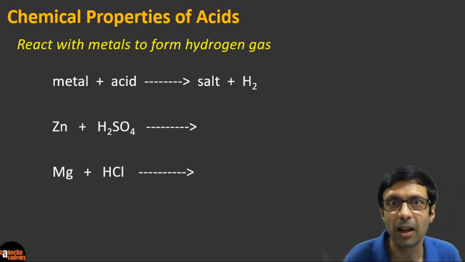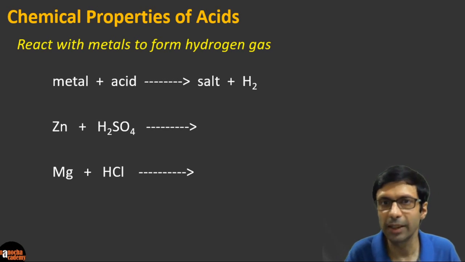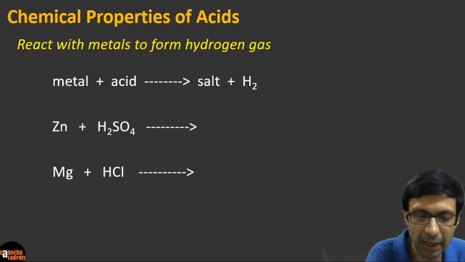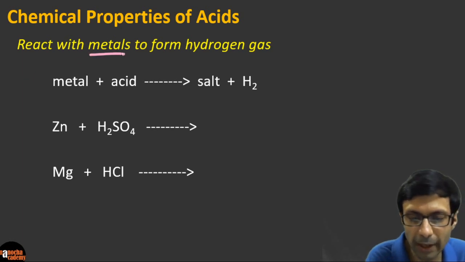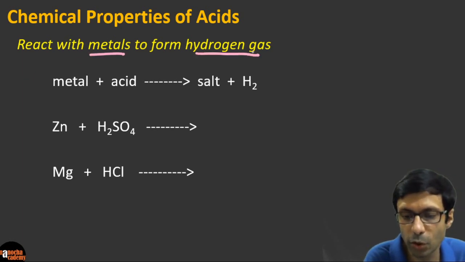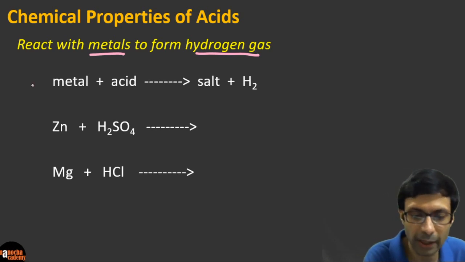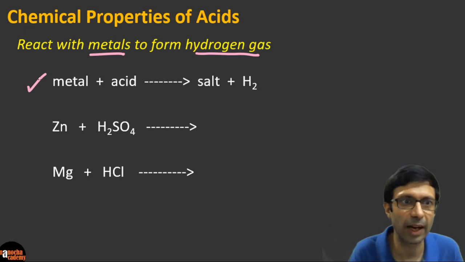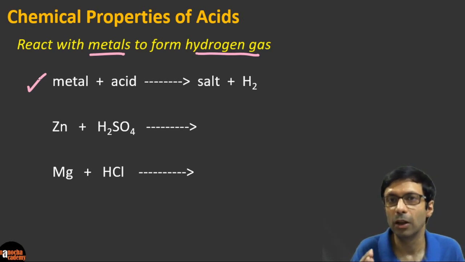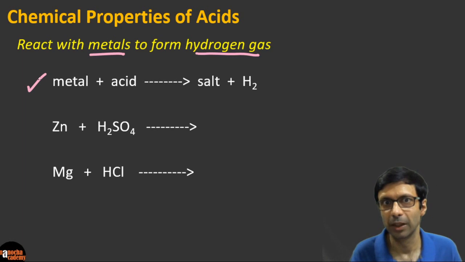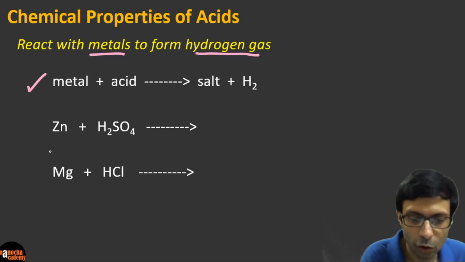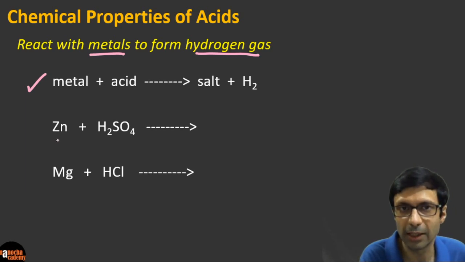Excellent. Now let's talk about the important chemical properties of acids. So this is one very important property which says that acids react with metals to produce hydrogen gas. So if we write it in equation form, we can say metal plus acid. So metal reacts with the acid to form a salt and hydrogen. So let's look at this with the help of an example. Let's say we react zinc, you know zinc is a metal, Zn, with H2SO4.